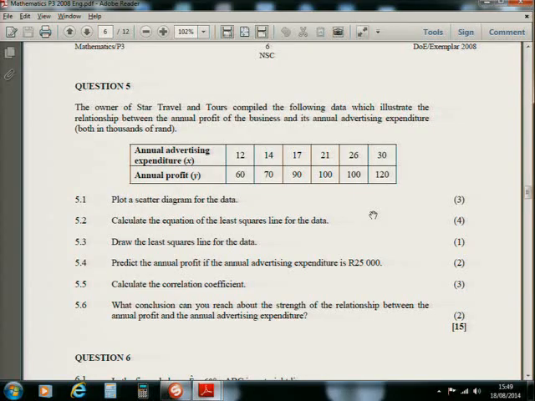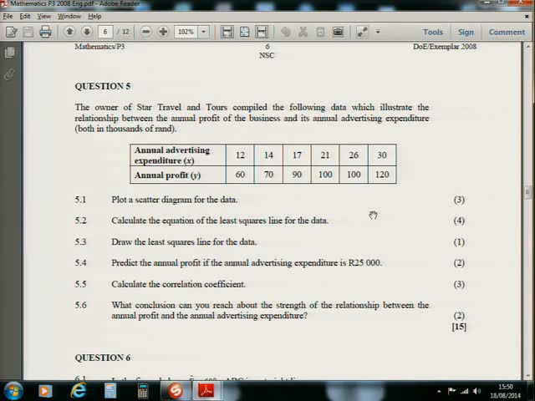I want you to look at the table. Question 1 says, plot a scatter diagram for the data. Let us not plot for now. Look at the table first so that we are all here. It is two variables that we are working with. The first one, annual advertising, is X, and the second one, annual profit, is Y. So we agree, always on top is X and then the other one is Y. Good.